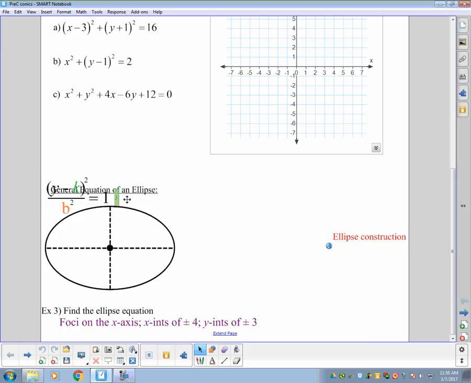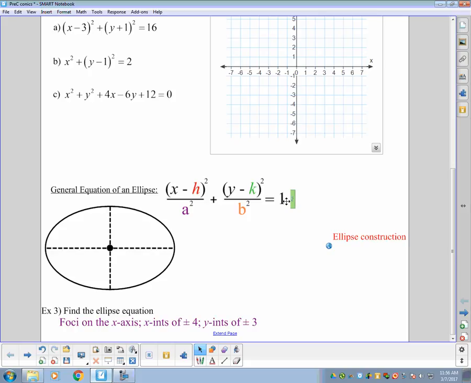So, general equation of an ellipse. Just going to continue on from our circle notes. We're moving on to ellipses. Kind of similar to that of a circle, right? You see the x minus h squared and y minus k squared is in there, right? That's representing the center of the ellipse.